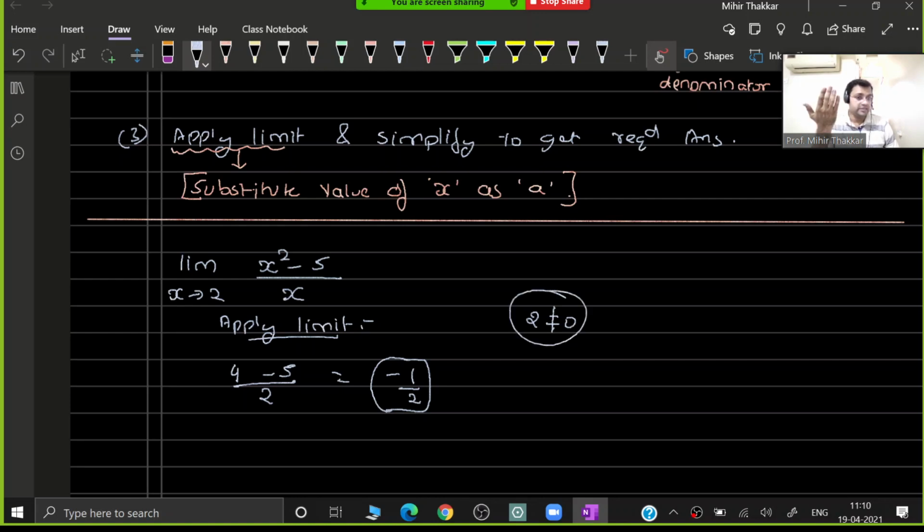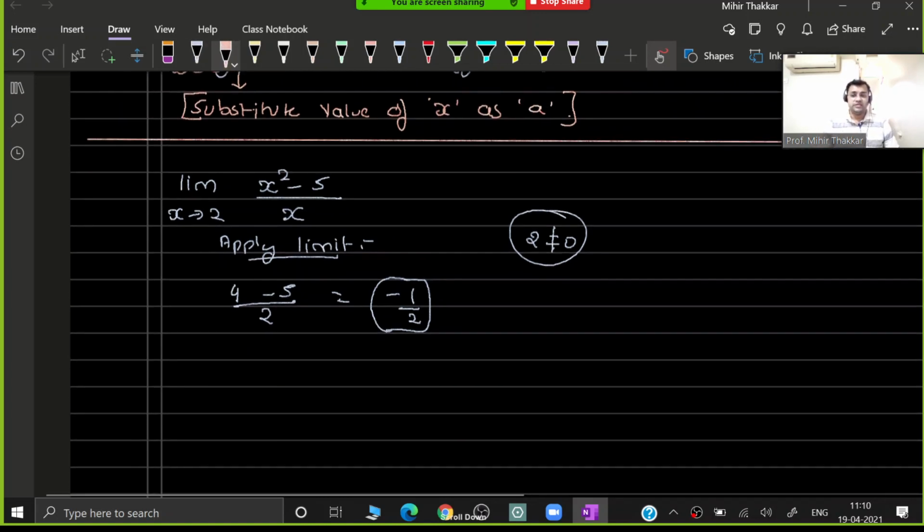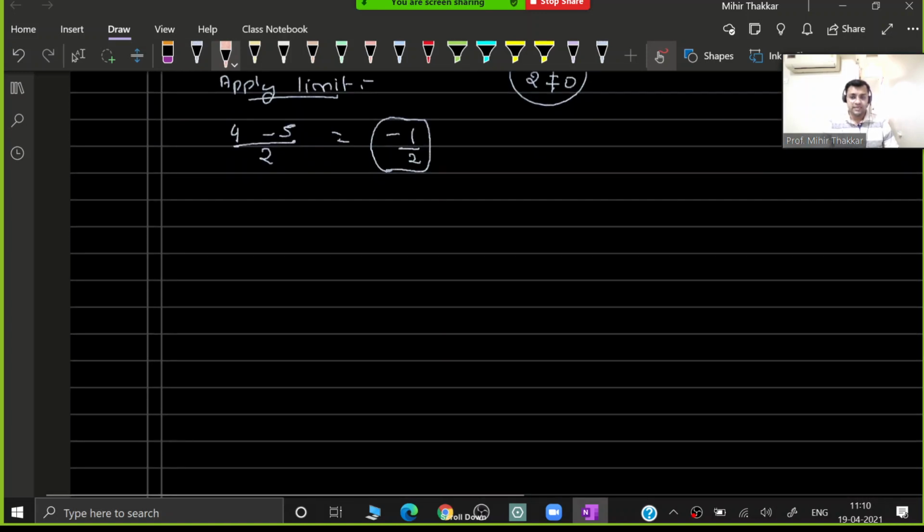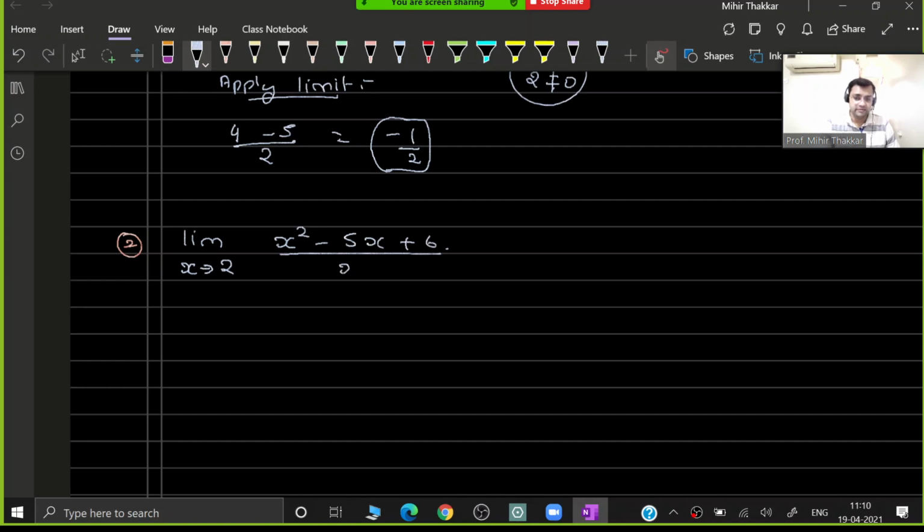Because the denominator is a non-zero number, we don't have to do any factorization or anything else in this particular sum. But if I have a question like this, example 2, let me consider a slightly different example: limit as x tends to 2, (x² − 5x + 6) / (x − 2).